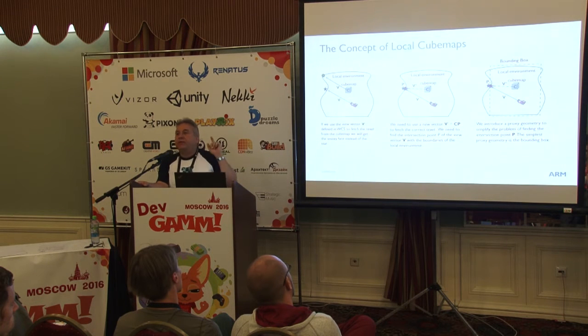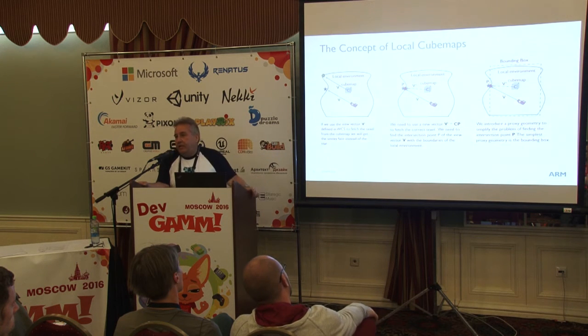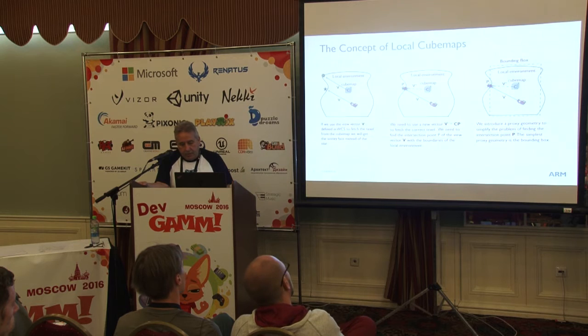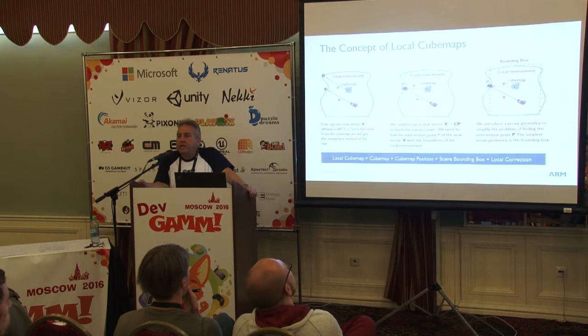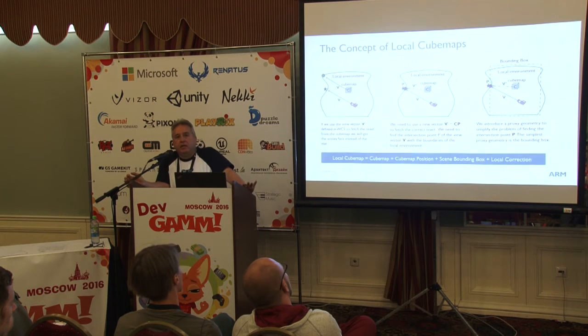And that is the vector we need to use to fetch the texture from the cube map and get the red star. So when we are working with cube maps in a local environment, we need to use the concept of the local cube map, which is a little more complex than the simple standard cube map.